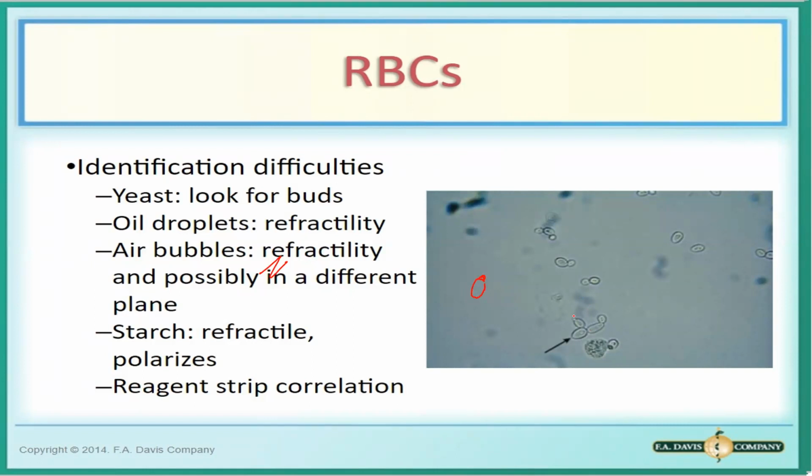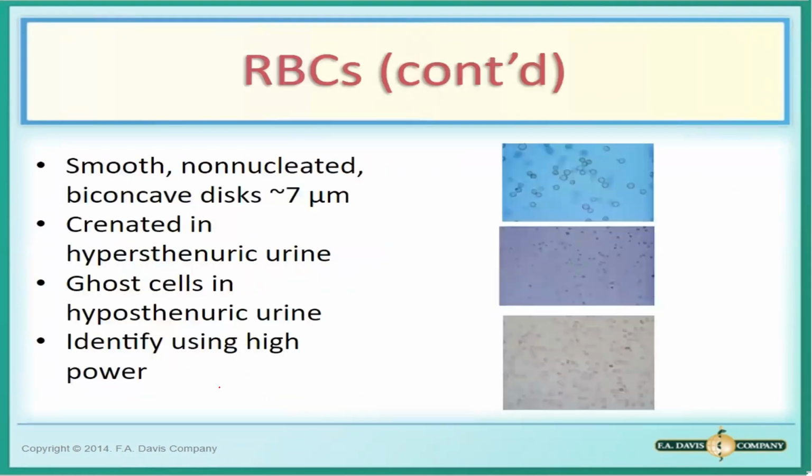Oil droplets are differentiated using refractility. Mas opaque po si oil droplets and air bubbles pag tignan mo under the microscope. Crenated in hypersthenuric, ghost cells in hyposthenuric urine.